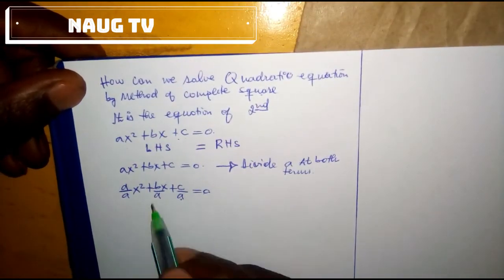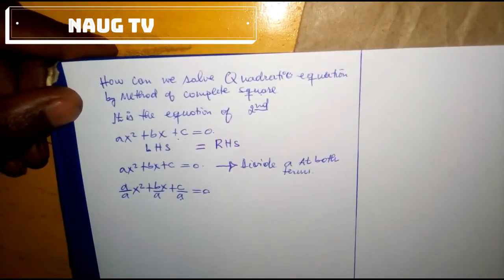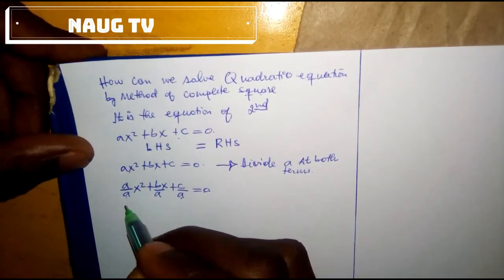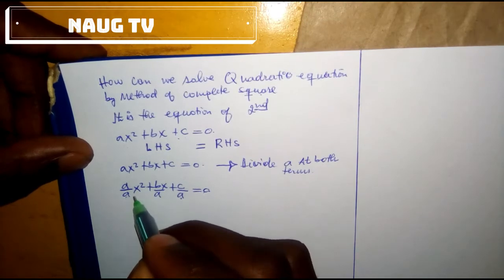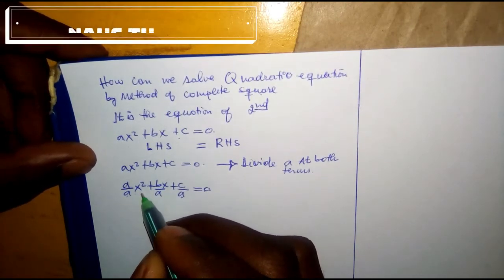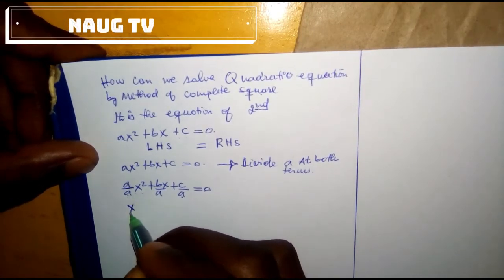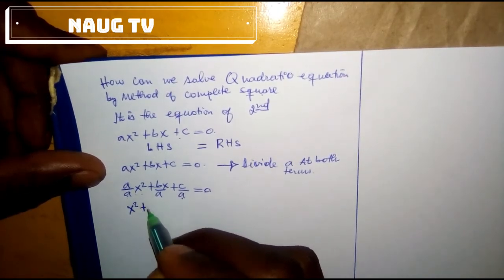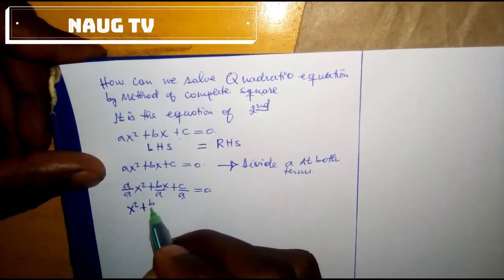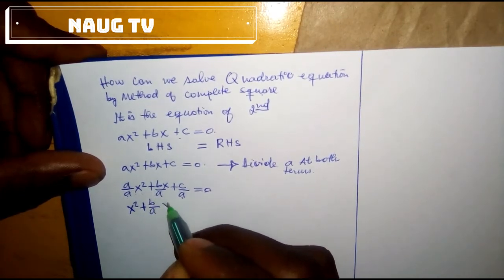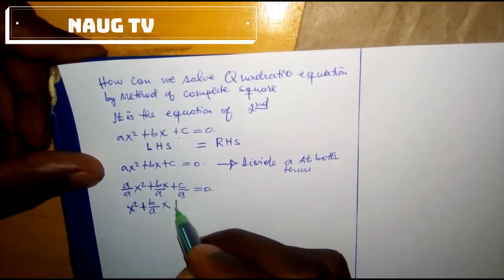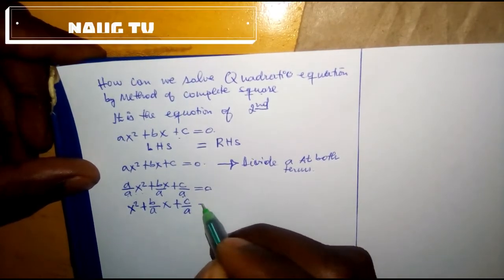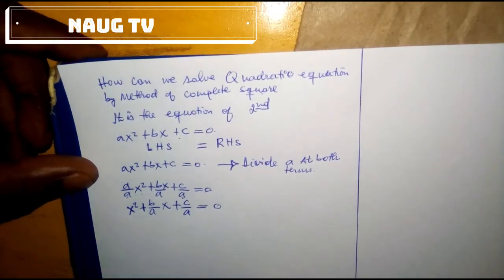Now a divided by a equals to 1, and 1 times x squared is x squared, plus b over a x, plus c over a equals to 0.